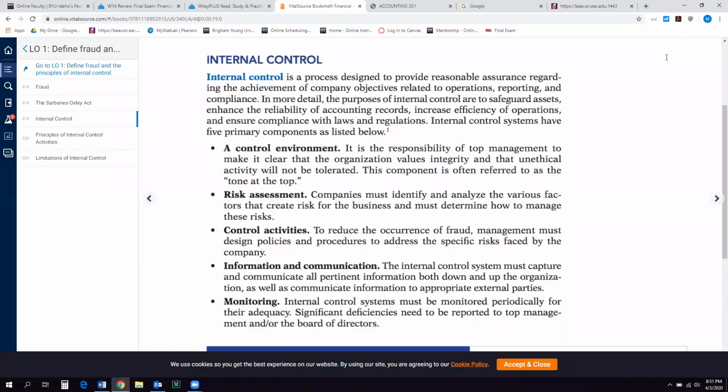All right, so here's what it says in the book. It says, it's a process designed to provide reasonable assurance regarding the achievement of company objectives related to operations, reporting, and compliance. In more detail, the purpose of internal control is to safeguard assets, enhance the reliability of accounting records, increase efficiency of operations, and ensure compliance with laws and regulations. So there's the textbook answer. I like mine better, which was like, make sure you do the stuff you're supposed to do and people don't steal from you. But same thing, right?